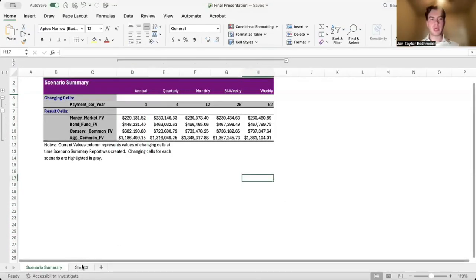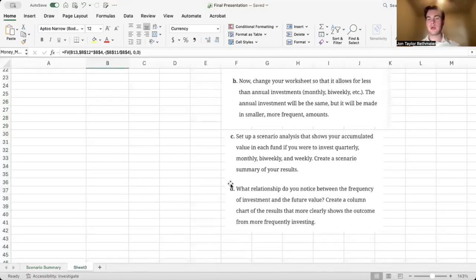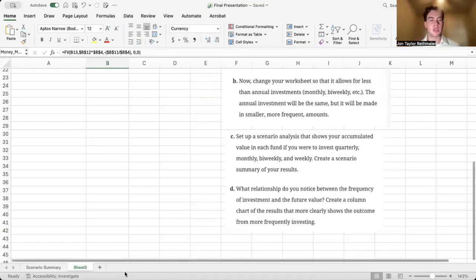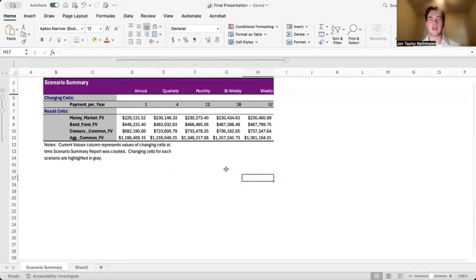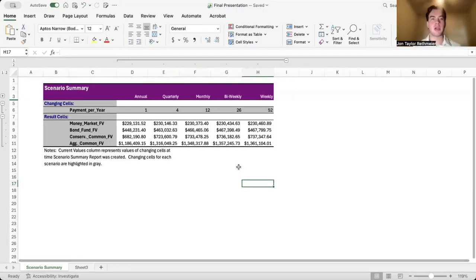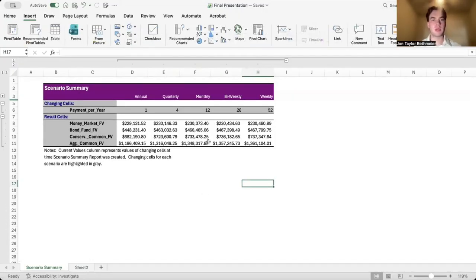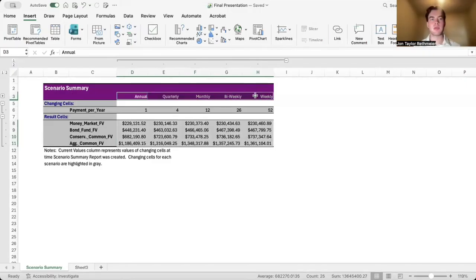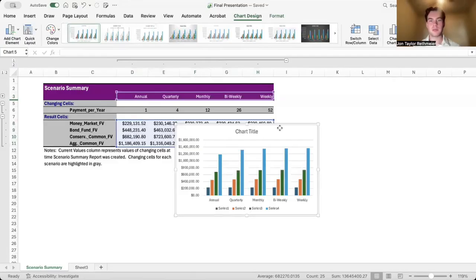All right, and now lastly, moving on to question D, what relationship do you notice between the frequency of investment and the future value? Create a column chart of the results that more clearly shows the outcome from more frequently investing. So going back to our scenario analysis, we're going to use this information to create our chart. So let's start by highlighting the data that we want. We're going to use the data from each one of the investments and then its period. And then we're going to insert a column chart.